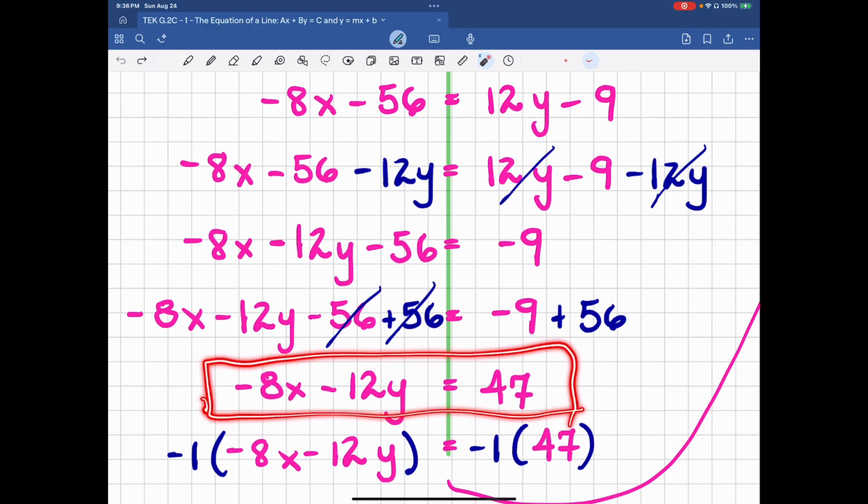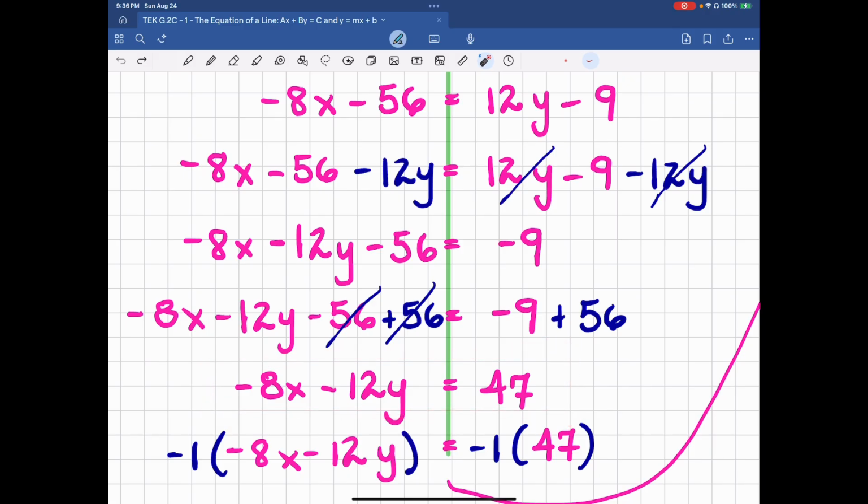We have negative 8x minus 12y equals 47. Remember in the last problem, we want our x's to be positive. So how do we get that number positive? Well, we need to multiply the left side by a negative 1. And if we multiply the left side, we have to multiply the right. Whatever you do to the left, you have to do to the right. Whatever you do to the right, you have to do to the left.